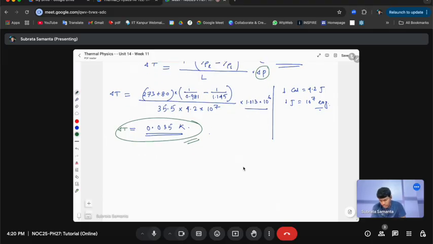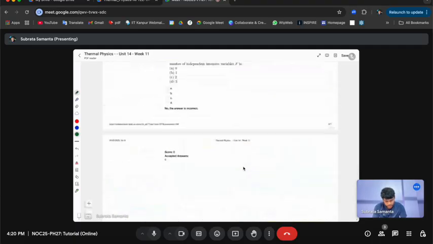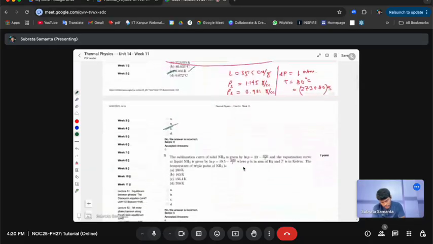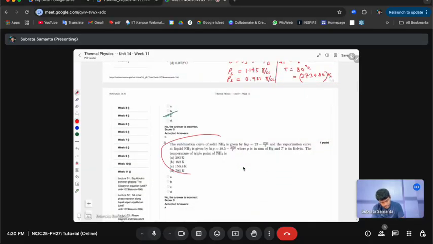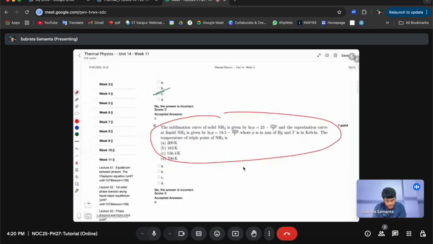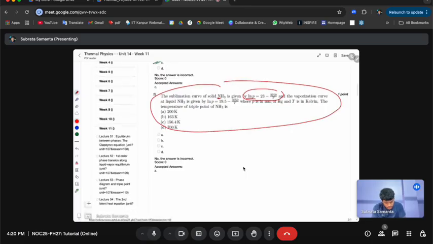It seems there are no more questions, so I will move to the second one. In the second problem, the sublimation curve of solid NH3 is given by ln P. This is basically an equation. I wrote it down: ln P equals 23 minus 3750 over T.